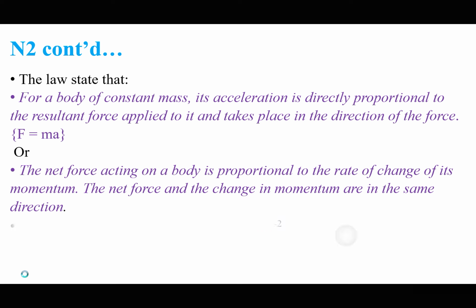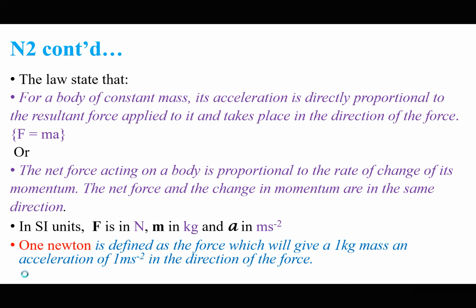And of course, from this law, we know that force is measured in newtons and mass is measured in kilograms. Acceleration is measured in meters per second squared. So we can define the Newton because I think we might have defined the Newton under force, density, and pressure. But if force is measured in newtons, m in kilograms, and acceleration in meters per second squared, then a Newton could be the force which gives a mass of 1 kilogram an acceleration of 1 meter per second squared. So a Newton is defined as the force which will give a 1 kilogram mass an acceleration of 1 meter per second squared in the direction of the force.